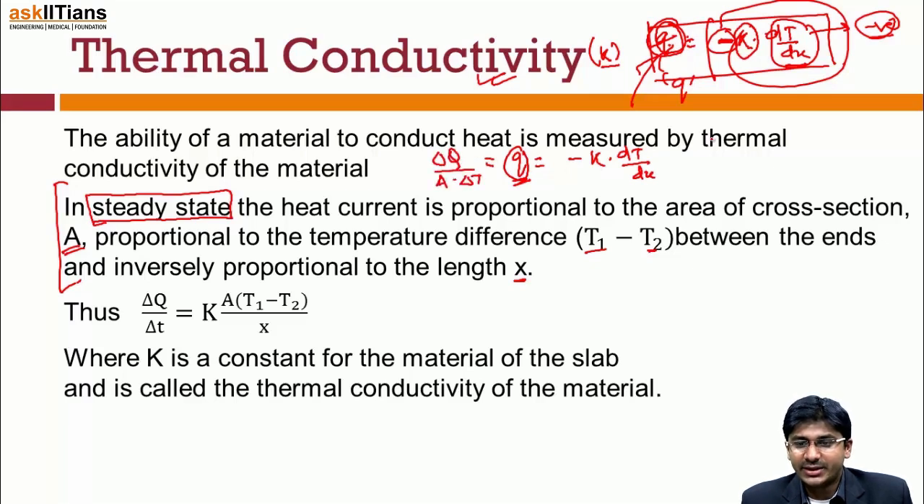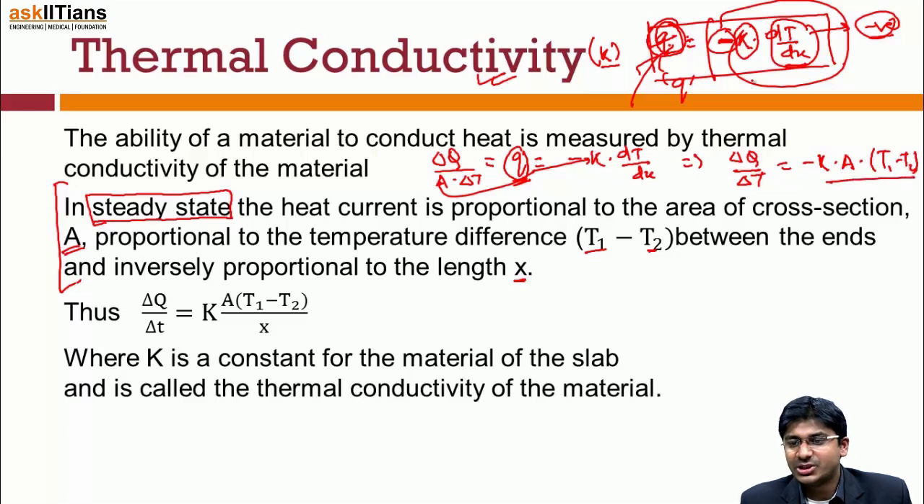Flux means delta Q by area into delta t. So what is delta Q by delta t? Simply take the A to this side, so you have minus K into A. What is dT? dT is the temperature difference, that is T1 minus T2, by dx. What is dx? T1 minus T2 is the temperature change across which length? Length L, whichever is given to you. Along the length L, the temperature changes from T1 to T2. So this is the expression, where K is the thermal conductivity, A is the area of cross section, and these are temperature differences. Let me draw it very simply.